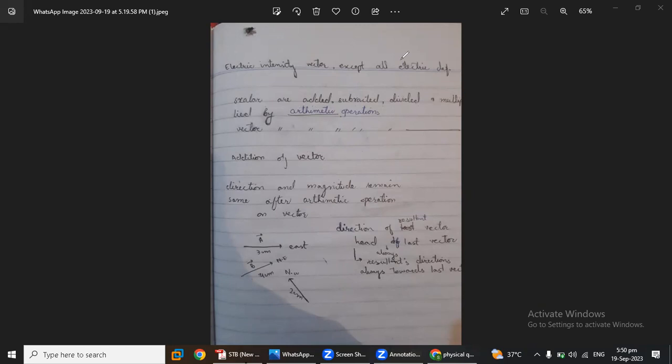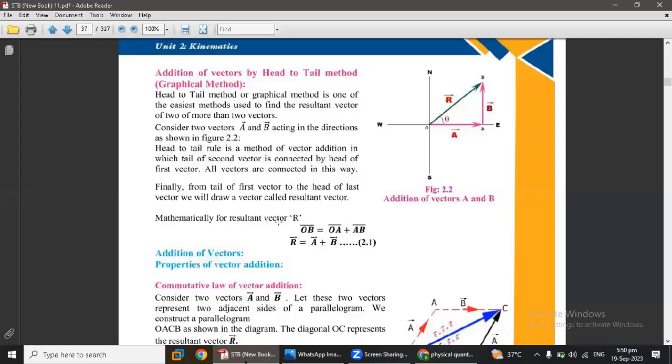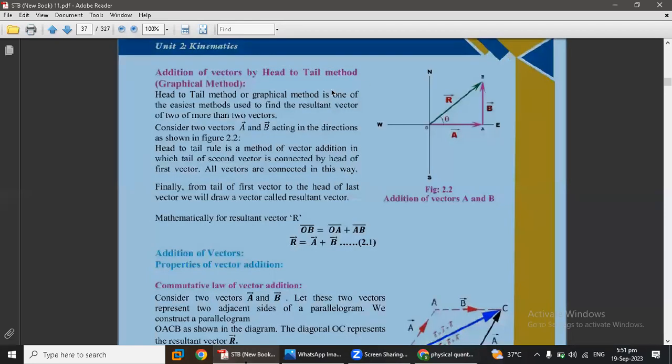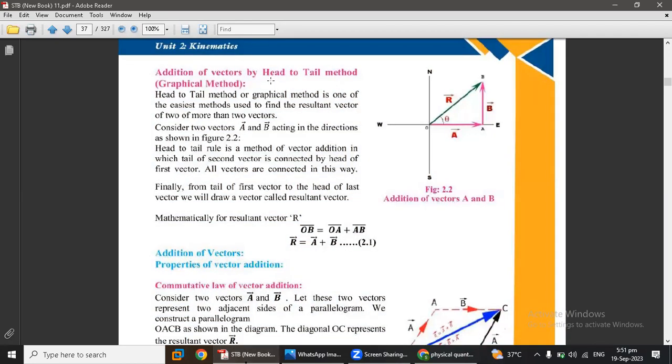So here I have the book. Firstly, we'll be reading from the book. For addition of vectors we use a head to tail method, or a graphical method. We call it the head to tail method for addition of vectors. You can understand that we have to connect the head to the tail. What we have to do over here is connect the head to the tail of the other vector.